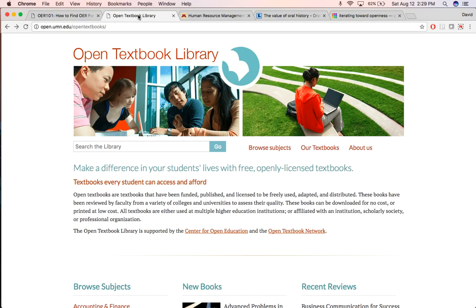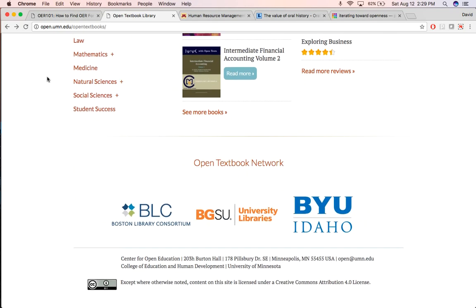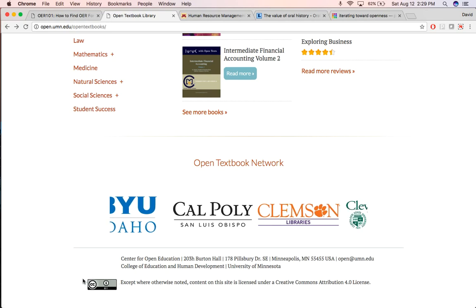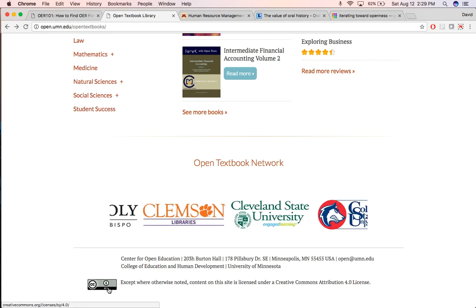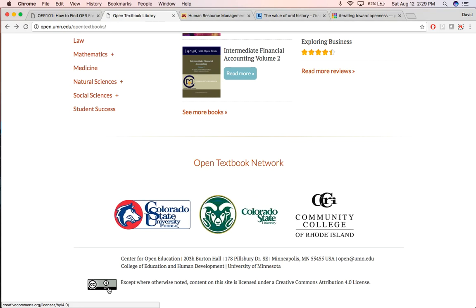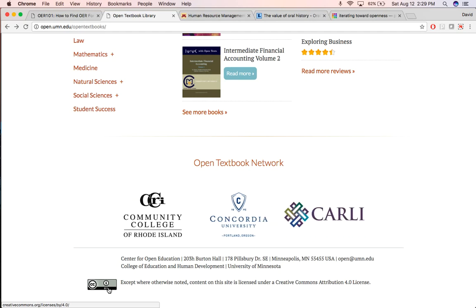So this is the open textbook library. We will talk about them a lot more a little bit later on in the course. But right now we'll just scroll down to the bottom of their website to find their footer. And right here, we can see a really good example of a Creative Commons logo, CC BY. This is the most open form of content, meaning you can do anything you want with it as long as you attribute it back to the open textbook library.